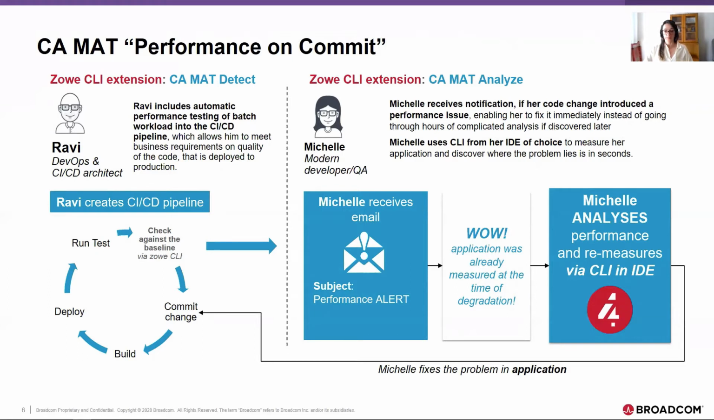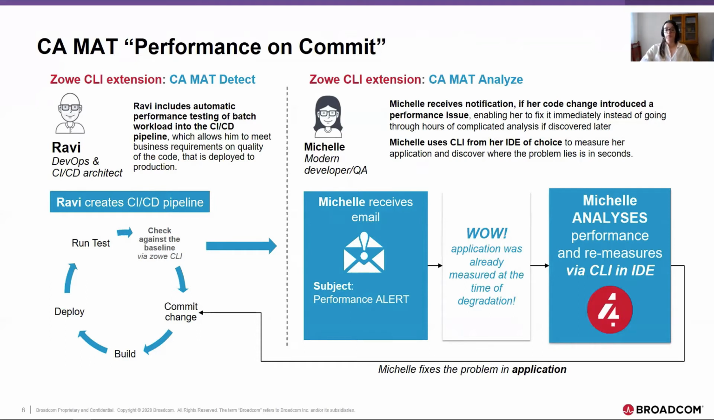into the pipeline. Using CA-MAT Detect, Ravi can, after each commit, automatically check the performance metrics of the code and send them to the development team, and also notify the development team if there is any issue, if the baseline for performance metrics was violated after the last change.